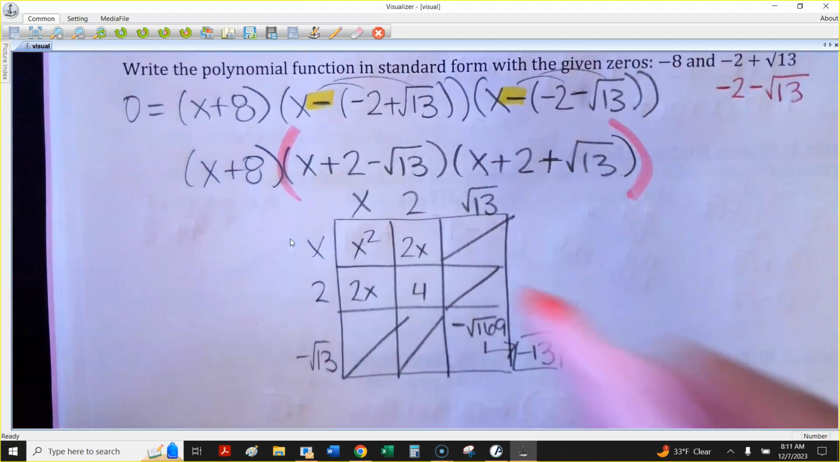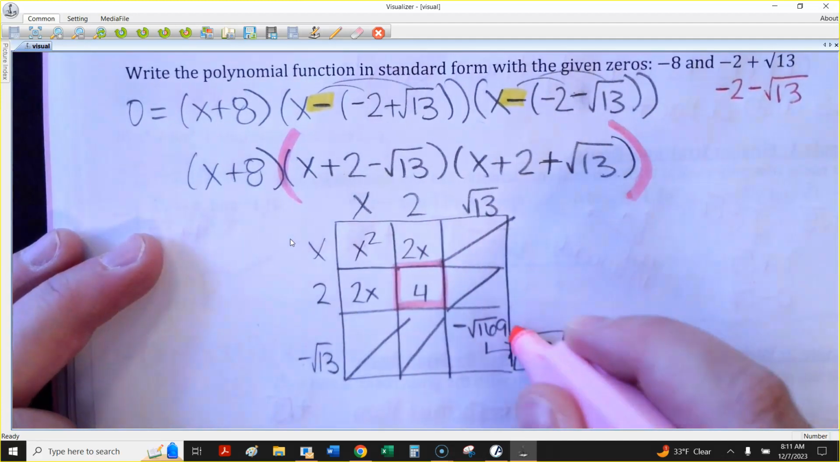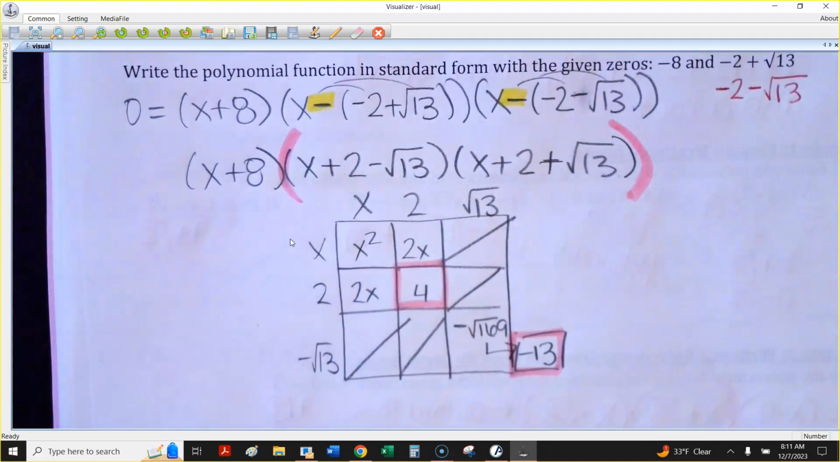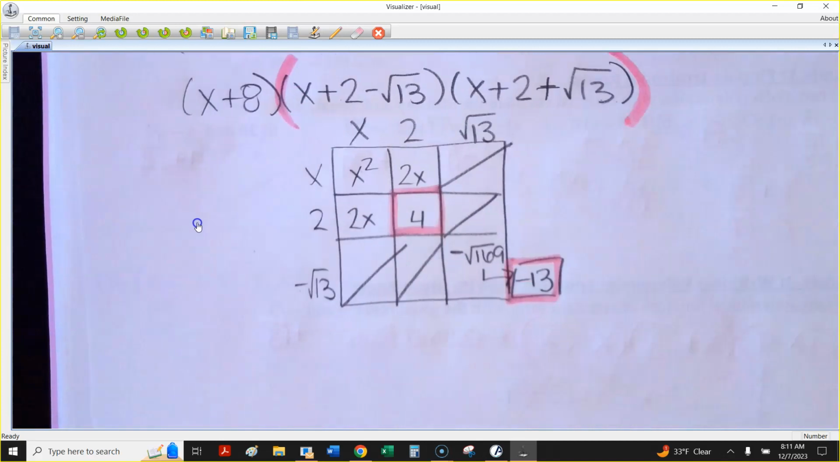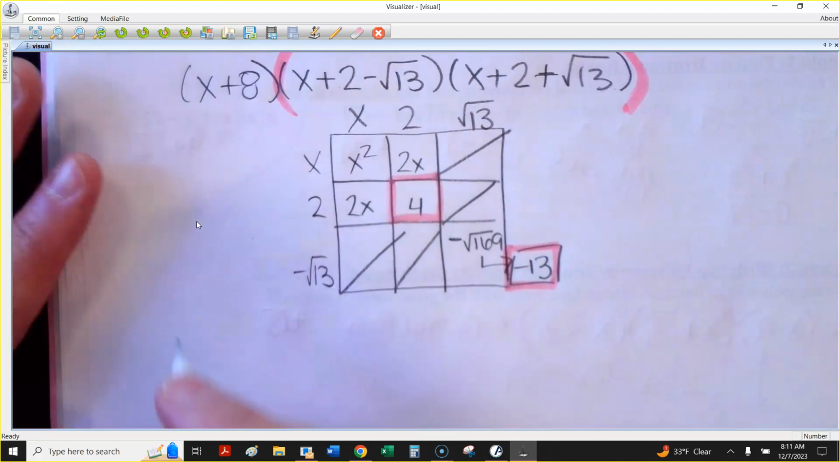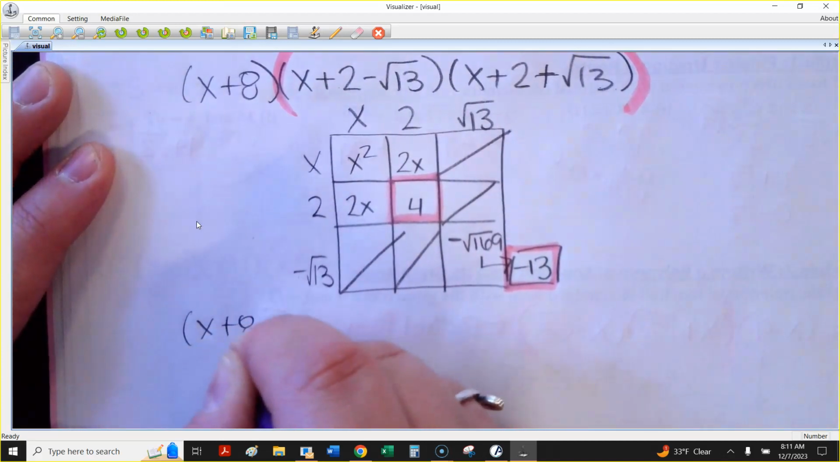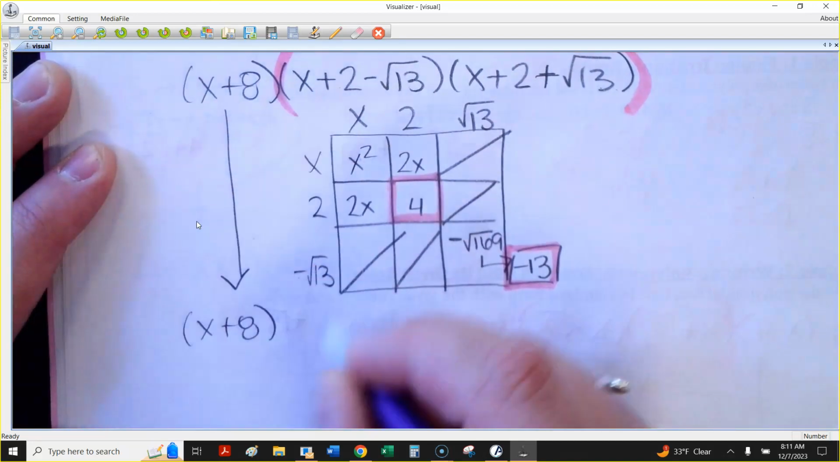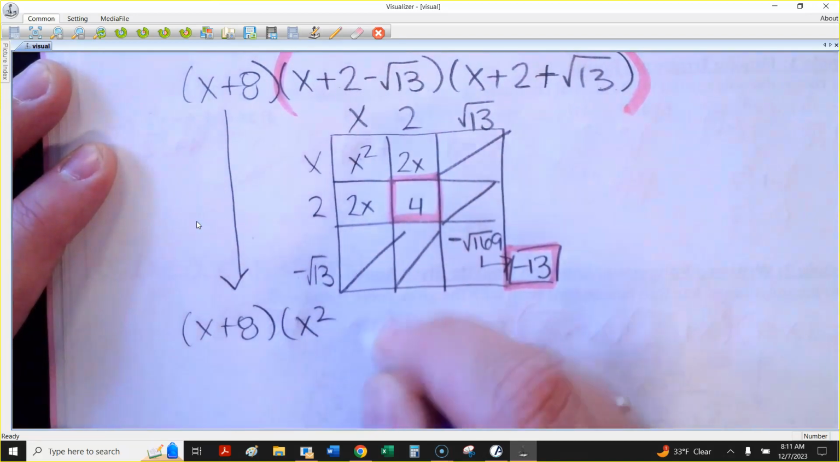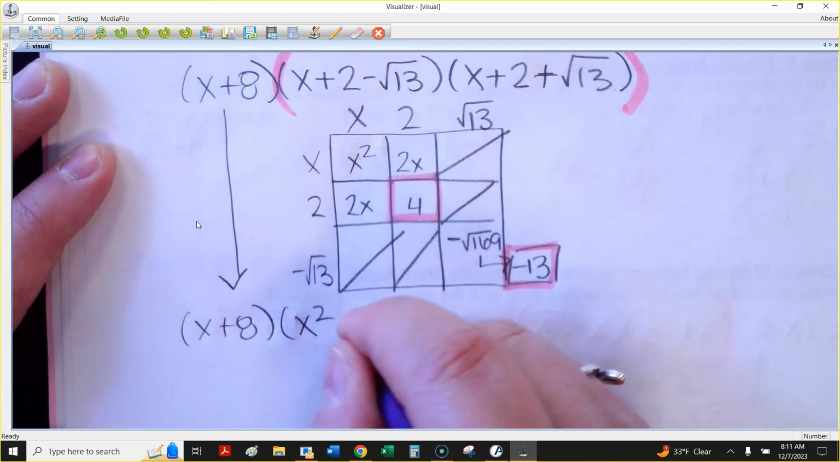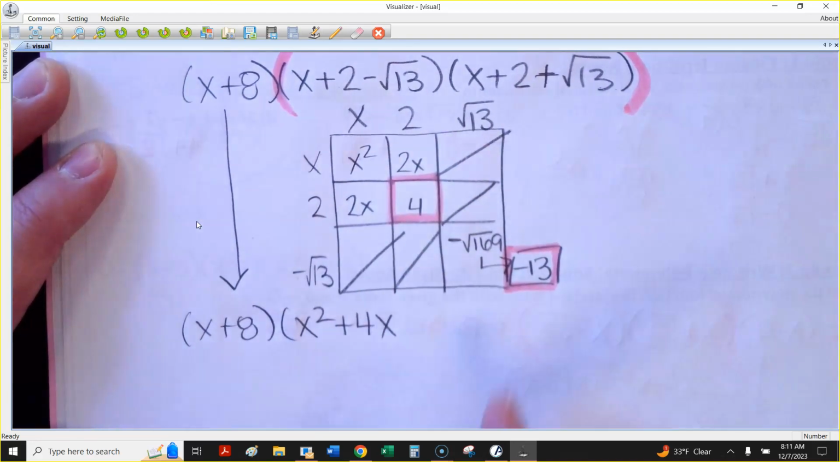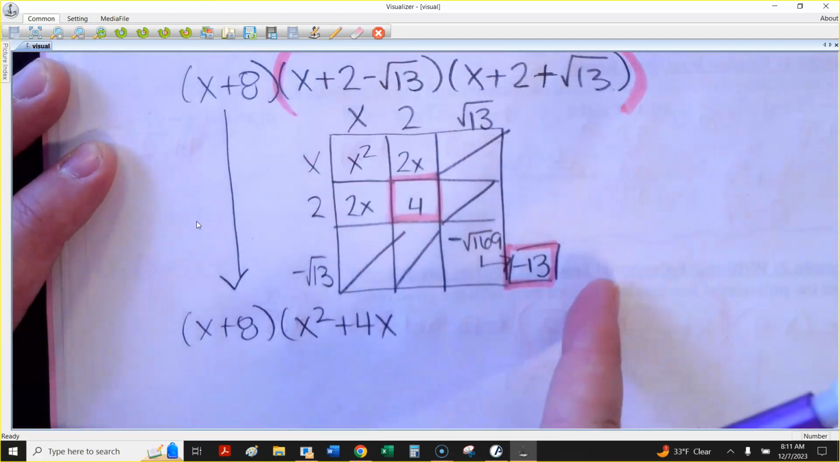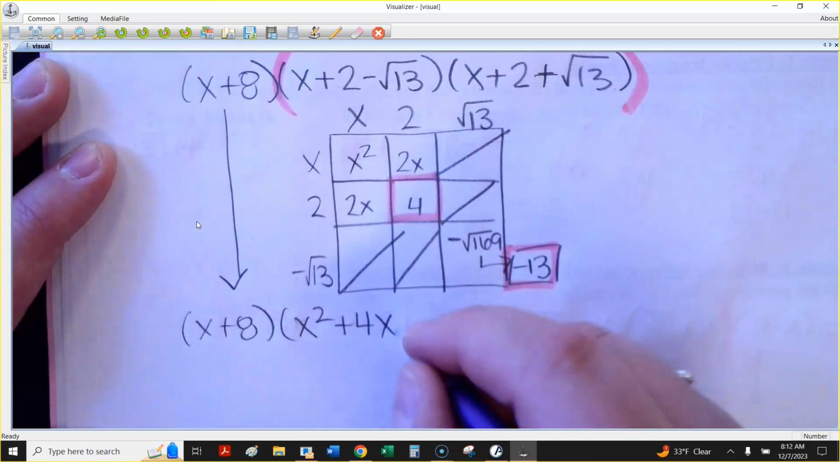All right, so you got 2 numbers. You got the 4 in the very middle, you got the negative 13 in that corner, and then the other ways we're just going to combine like terms. So I still have the x plus 8. I haven't used that yet. And what I have left here, I've got x squared, 2x and 2x. They don't cancel. It'll be 4x. And then I have 4 minus 13, those 2 numbers there, so that'll be negative 9.